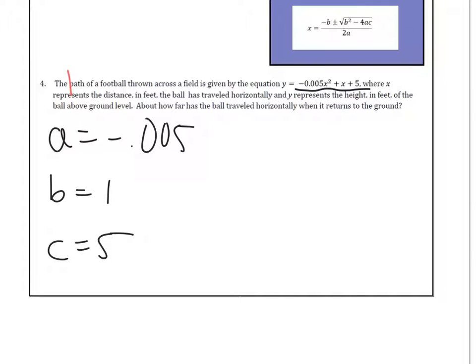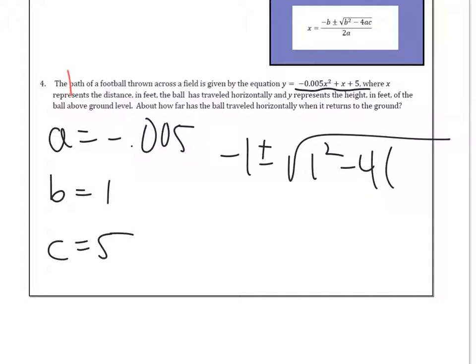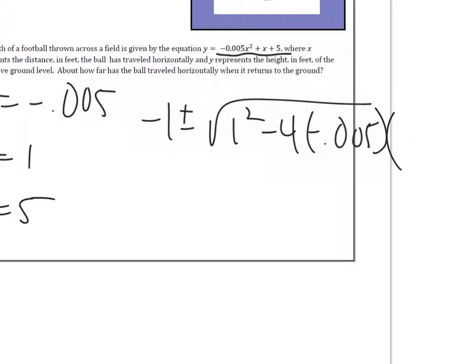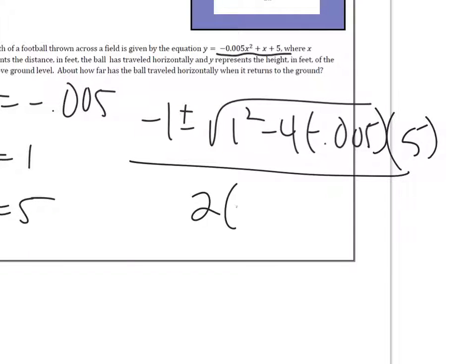All right, so when I throw this in here, that's going to be negative 1 plus or minus the square root of 1 squared minus 4 times negative 0.005 times 5, all over 2 times negative 0.005. Now, I know this looks like a big mess. Trust me, let the calculator do some of the legwork, and then you'll see what happens, and it'll kind of work itself out, especially with the signs.